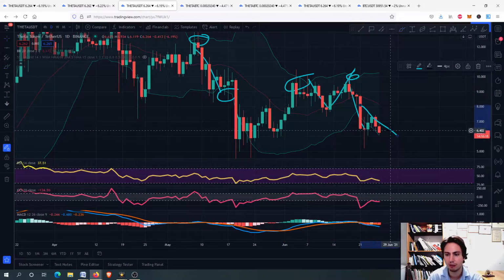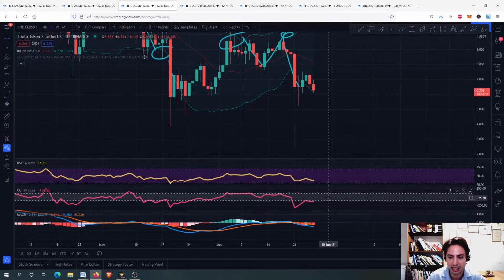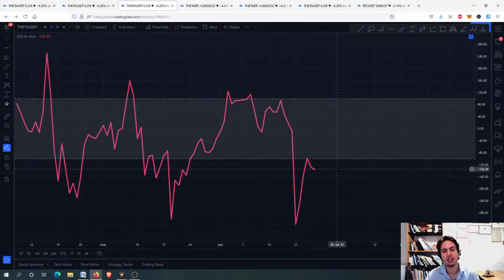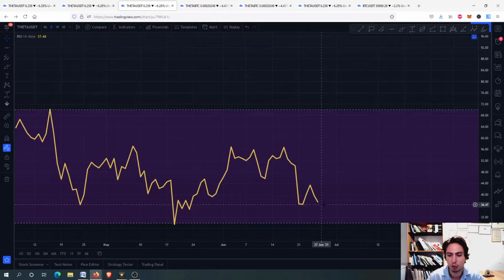What we want to see is eventually we can do something like this, guys. If we can just have a swing high, we are below the minus 100 in the commodity channel index for THETA token, and for the RSI we are above the 30. We are at 37, about around there.